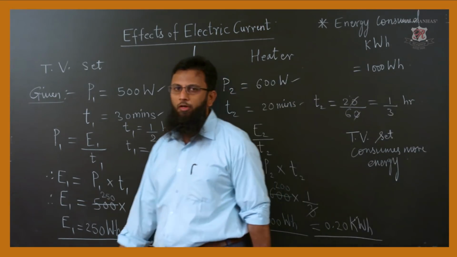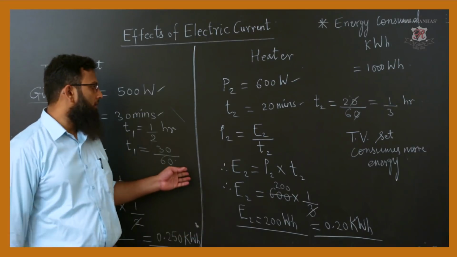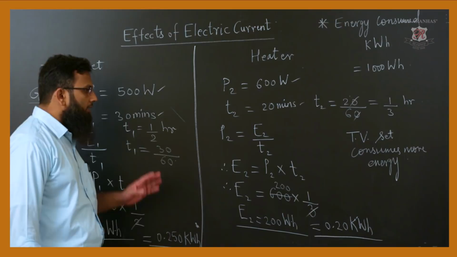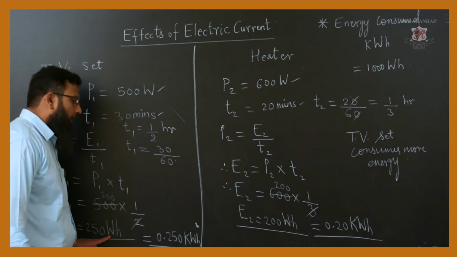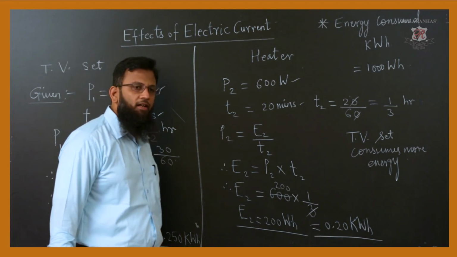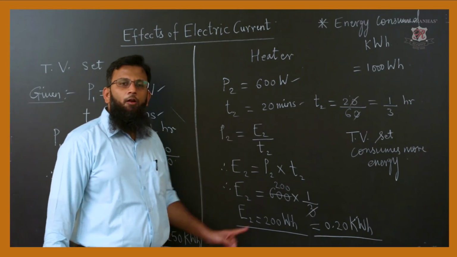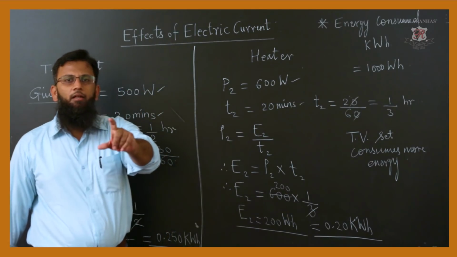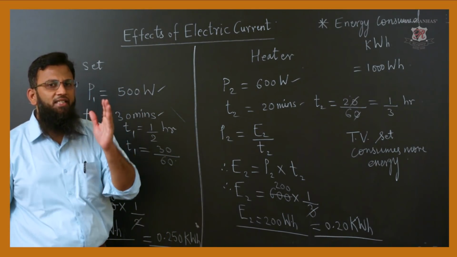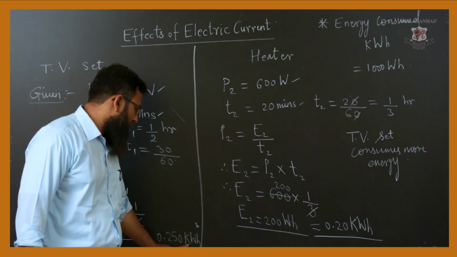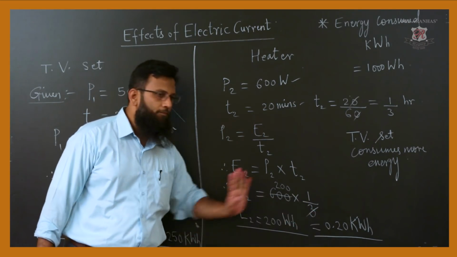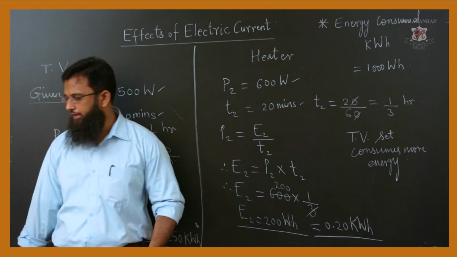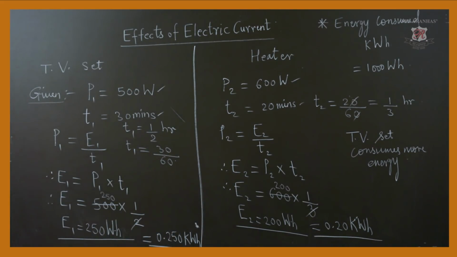So, this problem can be solved easily by just comparing how much energy was consumed by both the appliances. I have written in watt hour as well as in kilowatt hour, because yesterday we saw for calculating the cost of electricity bill, the unit where the electricity is consumed is called kilowatt hour. I hope you understood the numerical. Let us proceed further to the next numerical.